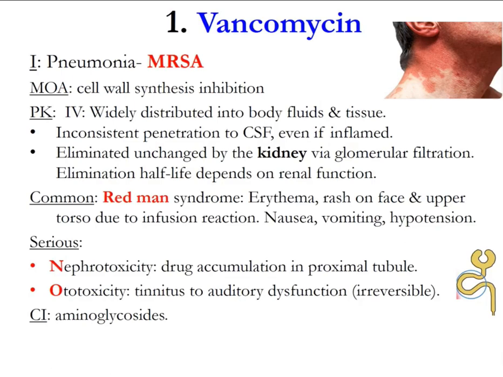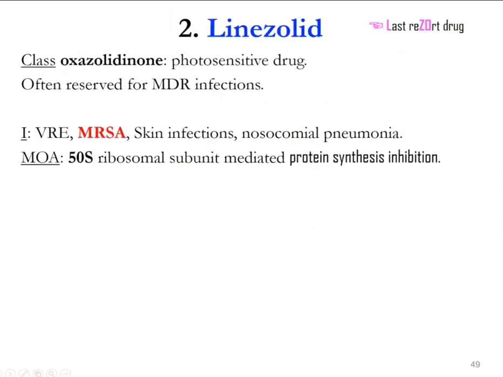But common adverse effect, I want you to learn 3 here. Usually I will teach you like 1, but Redman syndrome is the most common one. But it is not irreversible. When you stop this drug, it will be removed from the body. But it can be prevented by adding antihistamines. If you give that, the patient doesn't get Redman syndrome. But irreversible adverse effects are nephrotoxicity and ototoxicity. There is another class of drug with the same adverse effect, aminoglycoside. Therefore, contraindicated. Do not mix with those drugs. Okay, you already learned that.